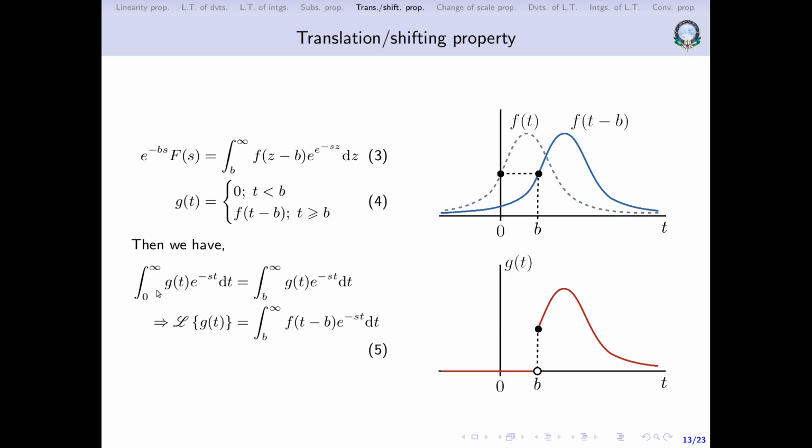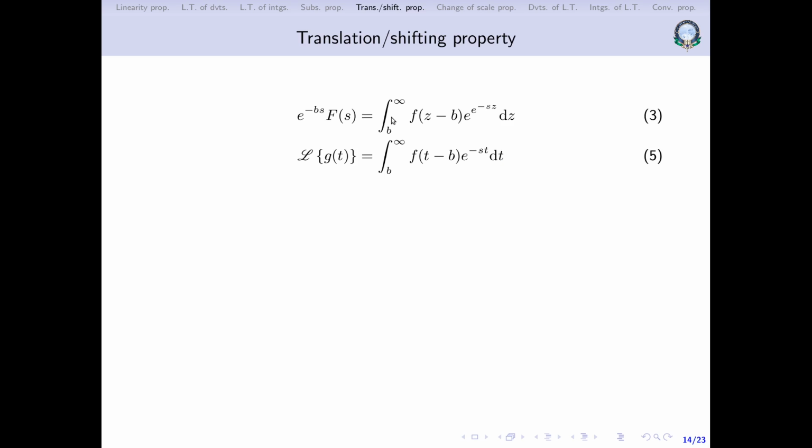So this is nothing but the Laplace transform, right? That's how we find the Laplace transform of any function. So this is nothing but the Laplace transform of g of t. So the Laplace transform of g of t is the integration from b to infinity, and what is g of t? For this set of values, it is equal to f of t minus b, e to the power minus st dt. So we'll call this equation number 5.